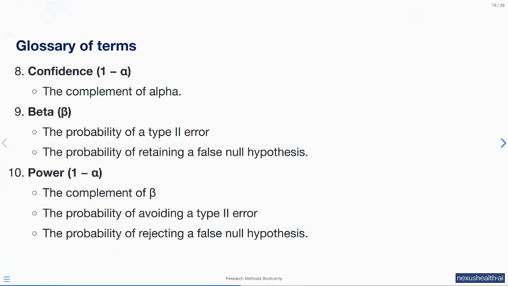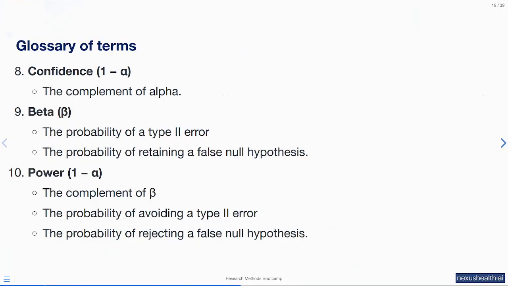The confidence, and we've come across that term when we talk about confidence intervals, is the complement of alpha. It is 1 minus alpha. Beta is the probability of a type 2 error. It is the probability of retaining a false null hypothesis. That is to say, the probability of failing to sound the alarm.